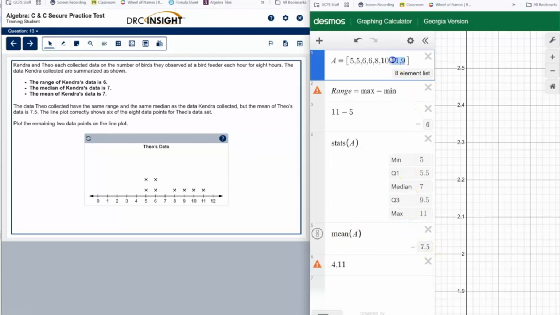So my 2 numbers that I needed to add to my data set are going to be 9, which I just plot right there, and 11, which I plot right there. Okay, so this is the complete data set, 2, 4, 6, 8 pieces of data.